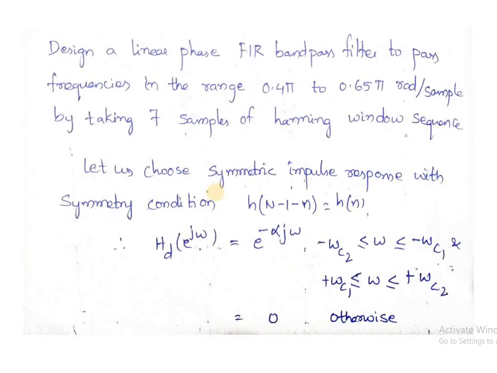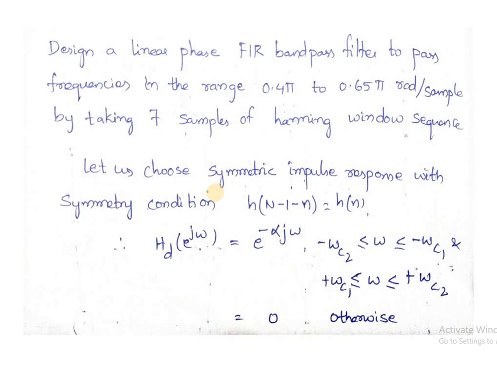Okay, and I've considered example 2. In this case, we were asked to design a linear phase FIR band pass filter, where the pass band frequency range is clearly given, that it is from 0.4 pi to 0.65 pi radian per sample. Since our specifications are given in terms of radian per sample, I assume that they are the digital frequencies.